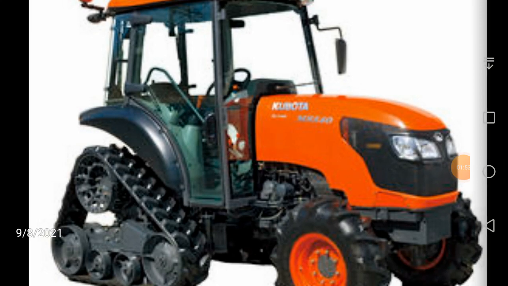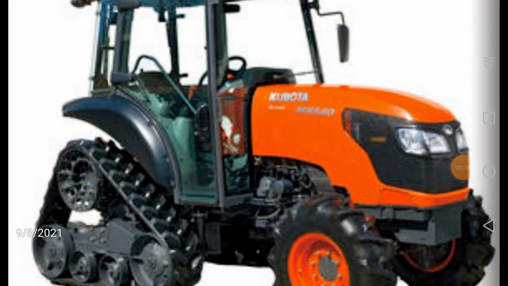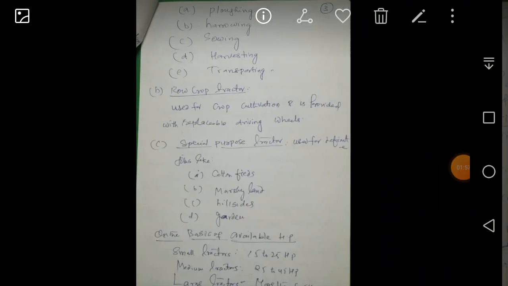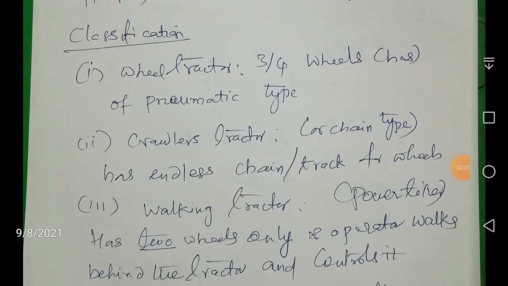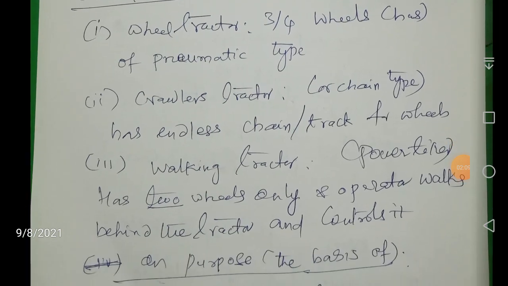So this is your crawler tractor. Let us go to the third one. Just now it was told that a crawler tractor is of chain type and has an endless chain, a track for wheels also. So this is how your crawler tractor will look.